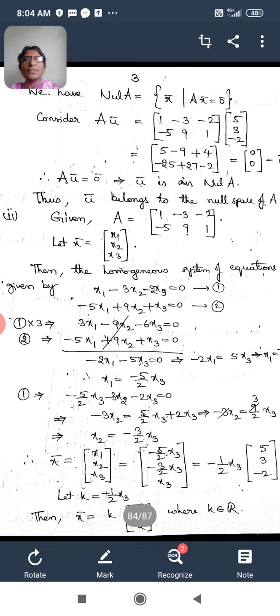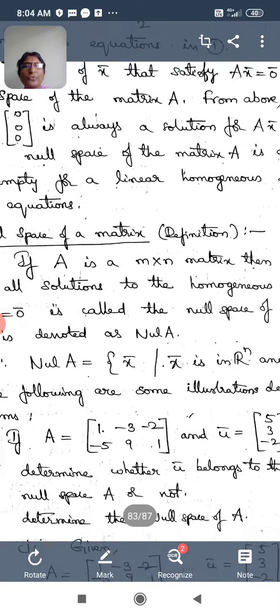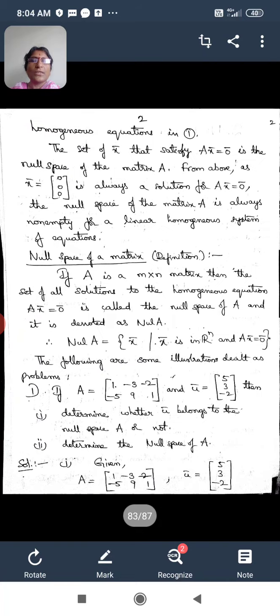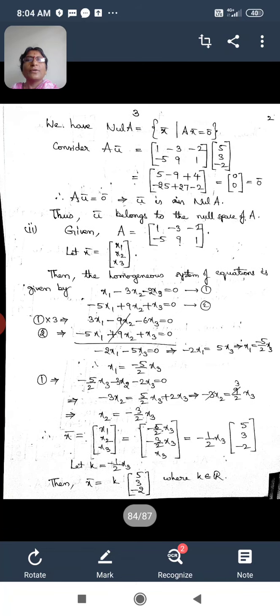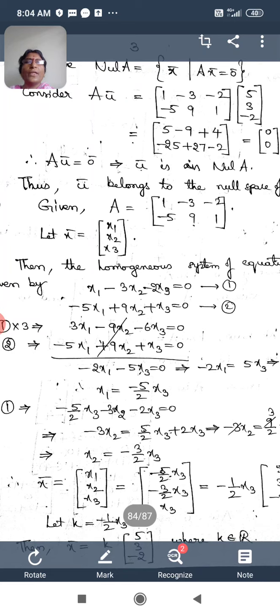Now moving on to the second part of the problem, we are asked to find the total null space of A, the set we have to find. So we are asked to determine the null space of A. For that, consider the matrix A given to us first. Then let x bar equal x1, x2, x3 be the column vector of order 3 by 1, which constitutes the variables x1, x2, x3 in the system of equations given by the matrix A.